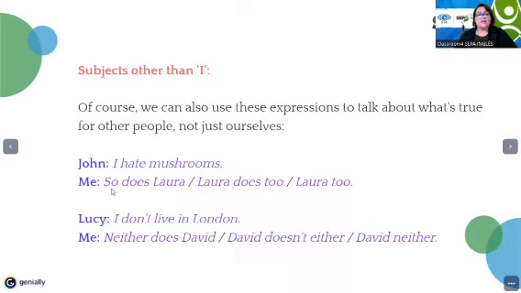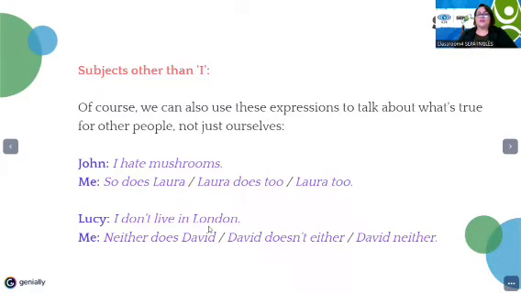When I'm talking about so, it's at the beginning, then the auxiliary, and then the person. When I'm talking about too, it is at the end of the sentence. Laura, auxiliary does, plus too at the end. Or the simple form, Laura too, and that's it.